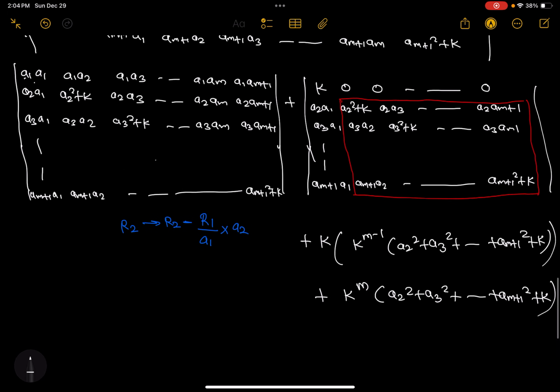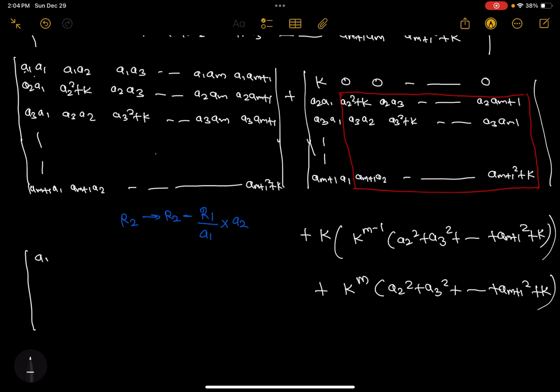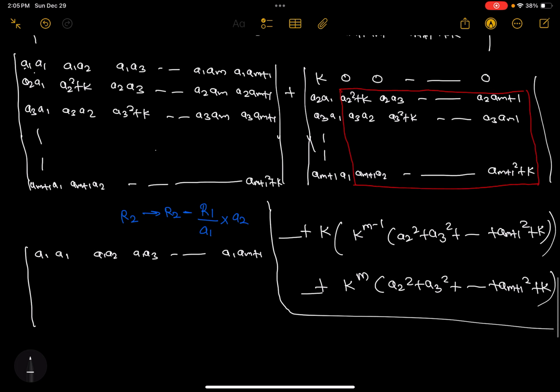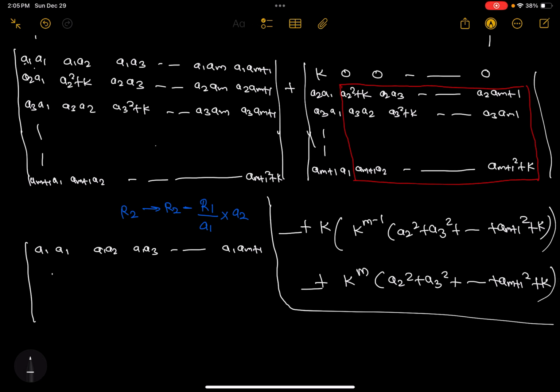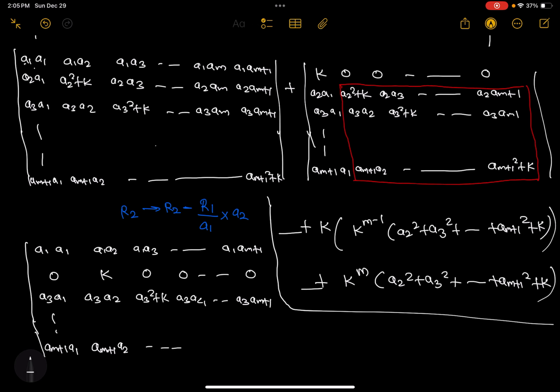So if I use this fact, you will see that some surprising things happen. This will just be A1, A1, A1, A2, A1, A3, all the way up to A1, AM plus 1, right? I know that there's an expression over here, so we are trying to find it. Don't get confused. Now this will just be 0, right? This will be k. This will be 0, 0. All of them will be 0, right? And this is a3 a1, a3 a2, a3 square plus k, a3 a4, all the way up to a3 am plus 1, and this goes all the way up to am plus 1 a1, am plus 1 a2, all the way up to am plus 1 square plus k, right?